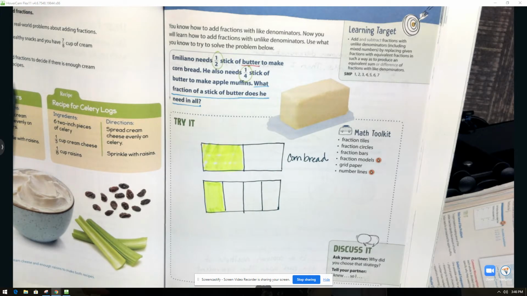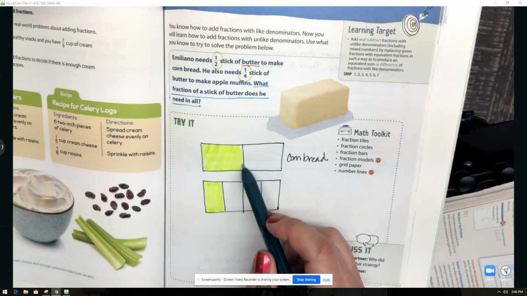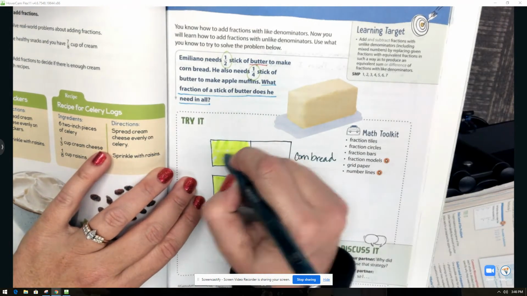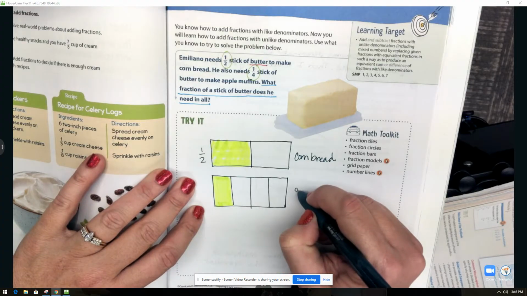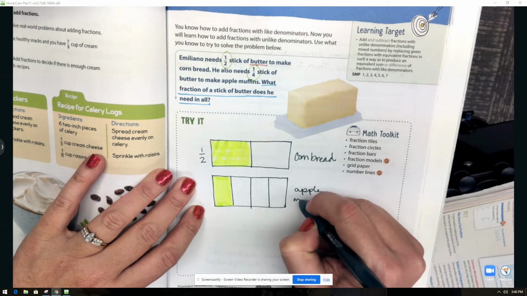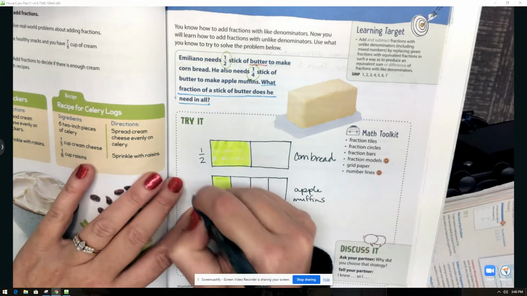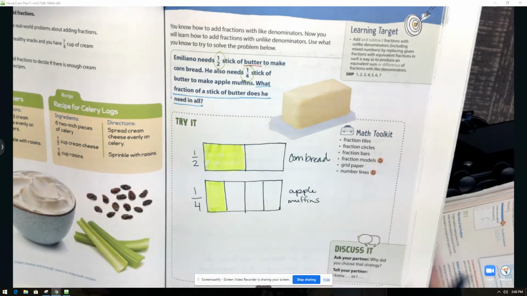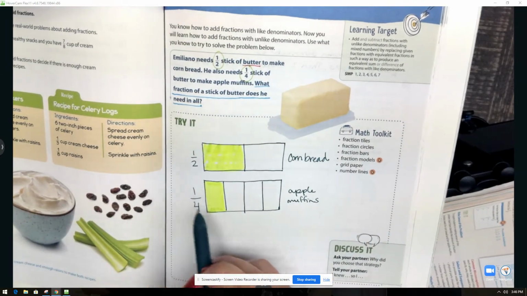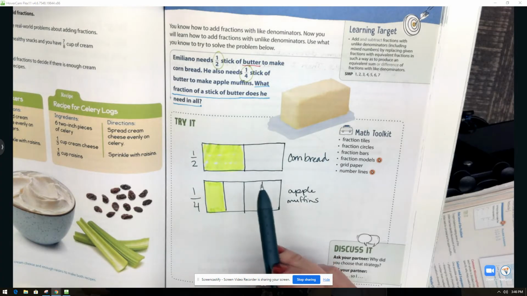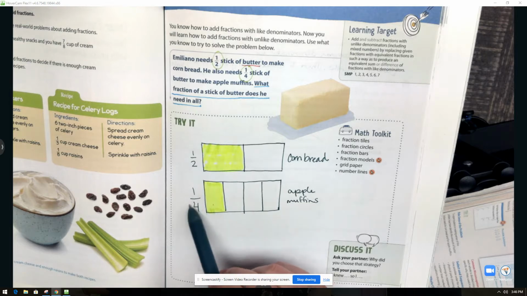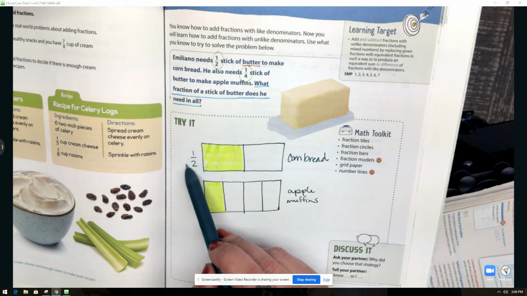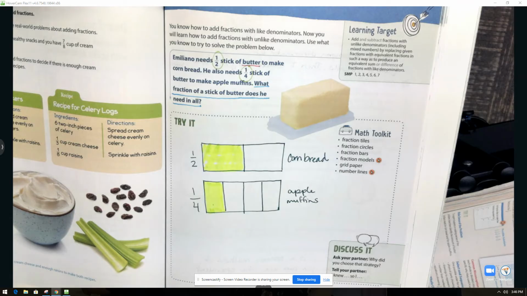Now, it's kind of hard to add both of those together because this is 1/2 of a stick of butter, and this is for the apple muffins. And then down here, I have 1/4 of a stick of butter. So I need to make both of these have equal size holes, so that I can figure out how many parts I need all together.